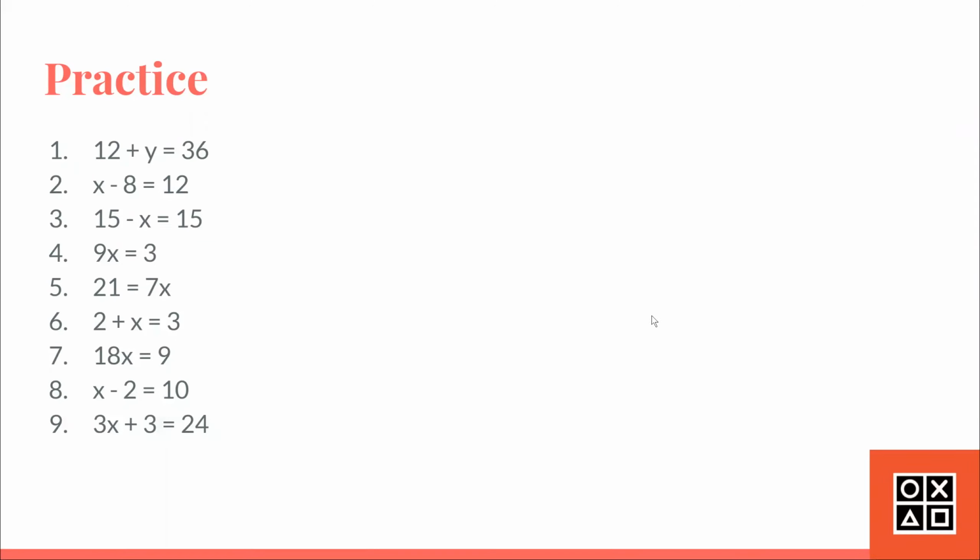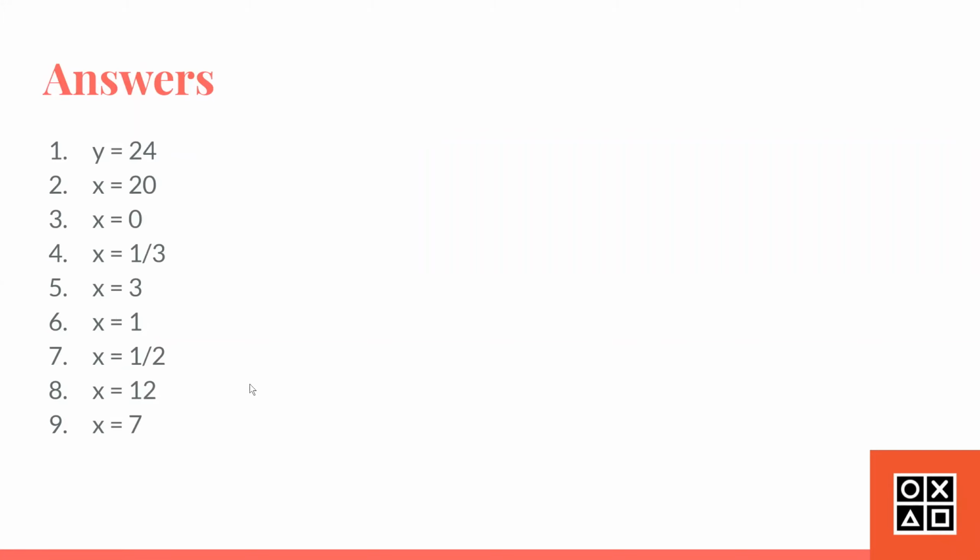All right, here are the solutions. Number 1 is y equals 24. Number 2 is x equals 20. Number 3 is x equals 0. Number 4 is x equals 1/3. Number 5 is x equals 3. Number 6 is x equals 1. Number 7 is x equals 1/2. Number 8 is x equals 12. Number 9 is x equals 7.